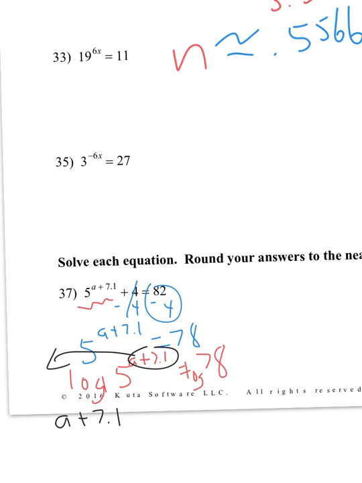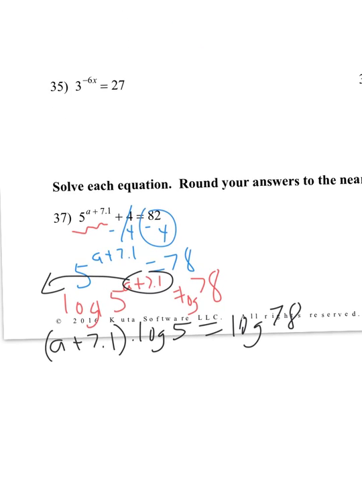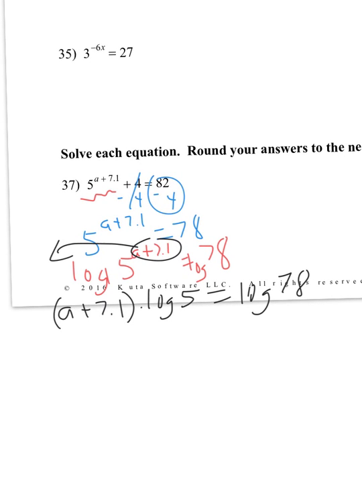Now this is a little different than the ones I did previously. That's got 2 terms. So we're going to go times the log of 5 equals the log of 78. Okay, so then the next step, what I would do is we're going to get rid of this times the log of 5 right here. So we're going to divide both sides by the log of 5.